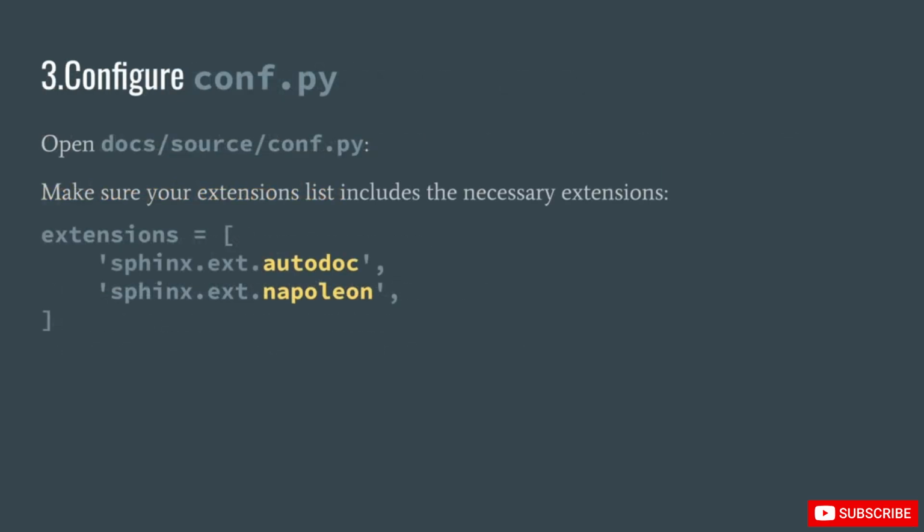Next, configure the config file in Sphinx. To do this, open the config file which is inside the docs source folder. In this file, you'll see a list named extensions. Ensure that this list includes the extensions you need. At least we'll need Autodoc and Napoleon to support Google-style docstrings.